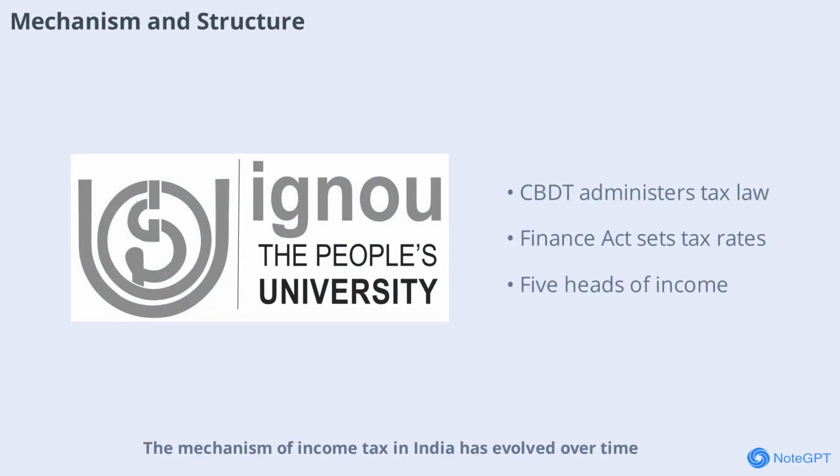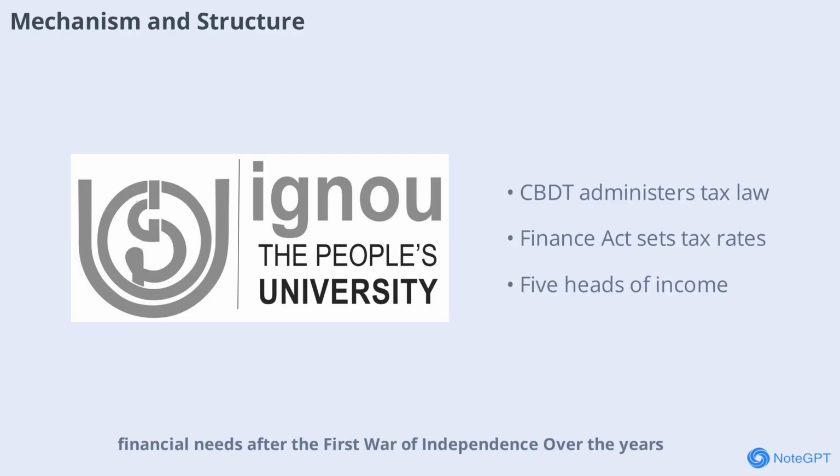The mechanism of income tax in India has evolved over time, starting with its introduction in 1860 due to financial needs after the First War of Independence. Over the years, several acts and amendments have shaped the current system, with the Income Tax Act 1961 being the cornerstone. The Central Board of Direct Taxes (CBDT), under the Ministry of Finance, is responsible for administering the act and framing the rules. Every year, the Finance Minister presents the budget, which includes the Finance Bill. This bill, once passed, becomes the Finance Act and sets the tax rates for the year.